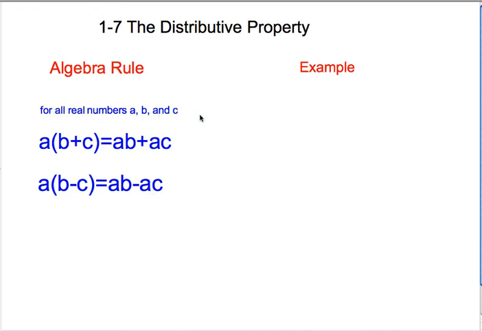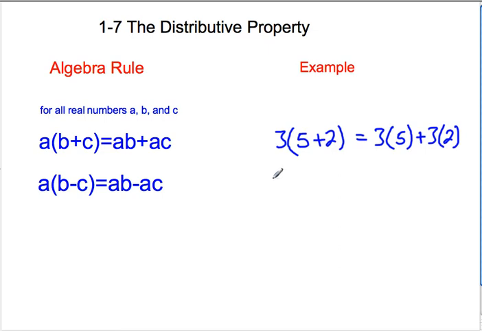Notice a, b, and c can be any real numbers. So a could be 3, for instance. So we could have 3 times (5 plus 2) will equal 3 times 5 plus 3 times 2. And that's pretty obvious here. We can say 7 times 3 would be 21, and this would be 15 plus 6, which is 21. So we know that this is true.